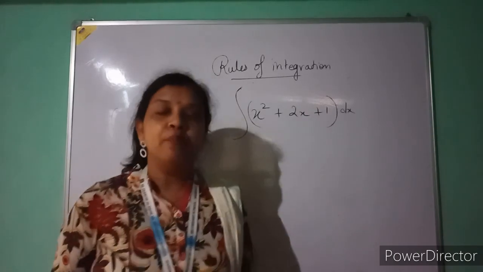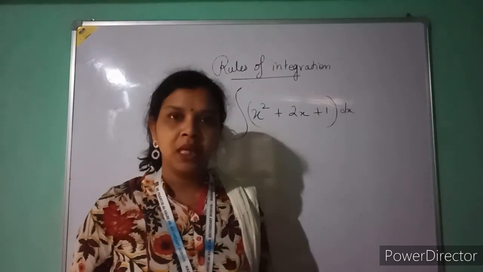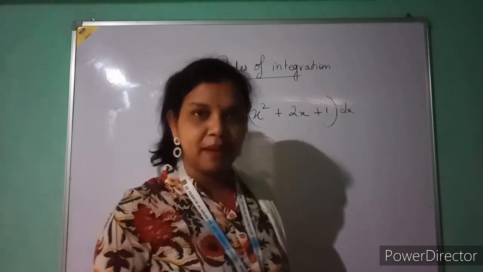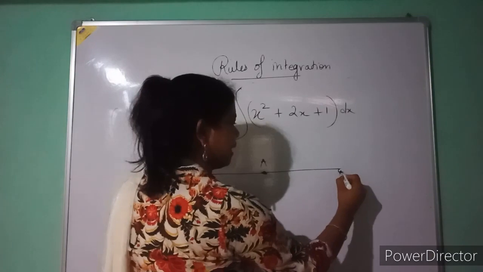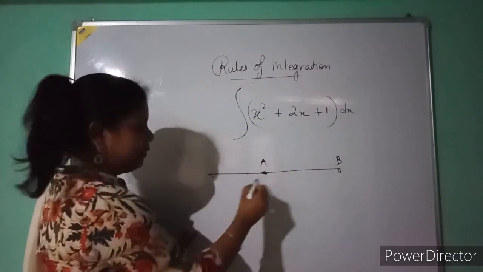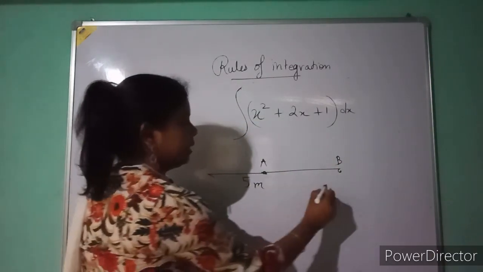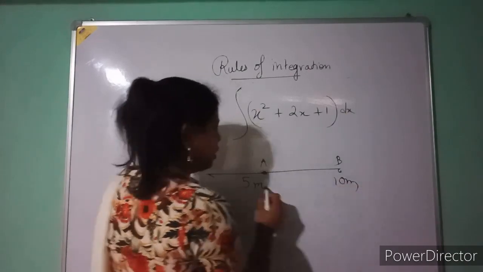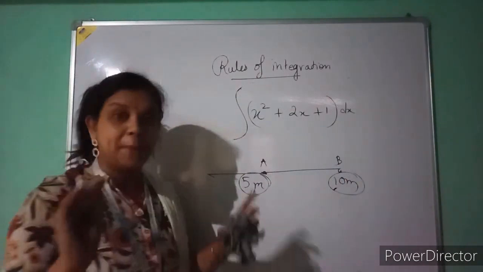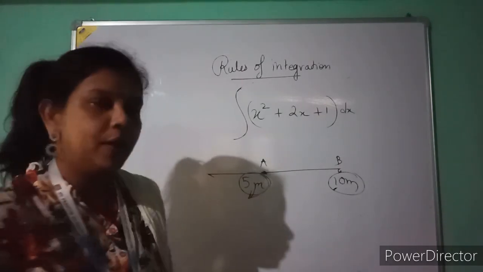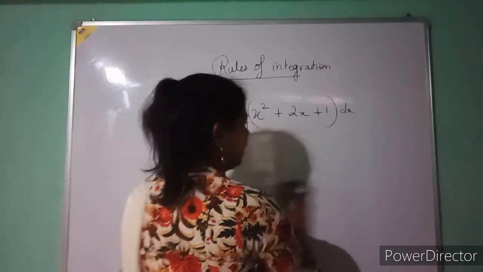If I say I am moving from A to B, A is my initial and B is my final. Suppose I am moving from here, this is my A and this is my B. Then if A is 5 meters and B is 10 meters, my initial is 5, final is 10. So this is my lower limit, this is my upper limit. The basics I have told you. I am not going to tell you beyond that.